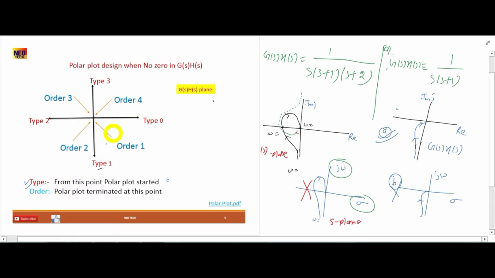This is the basic difference between type and order for designing purpose, right? But we know what is the type: the number of 0 at origin, that is known as the type of the system. Maximum power of denominator of S is known as the order of the system, right? Now we are going to solve some numerical problems on the basis of this trick, or we can say this diagram.